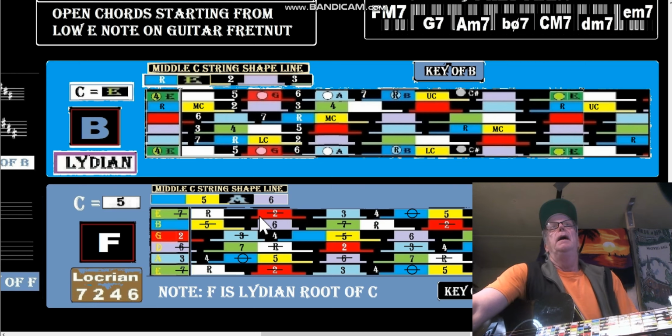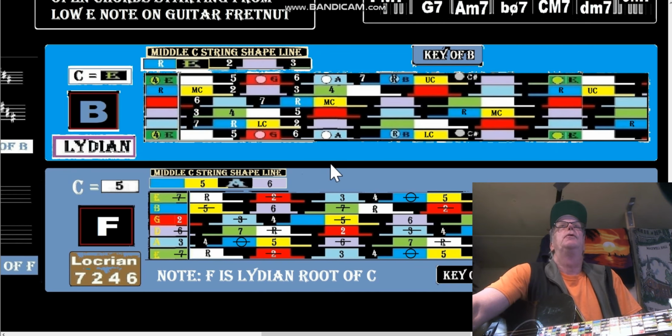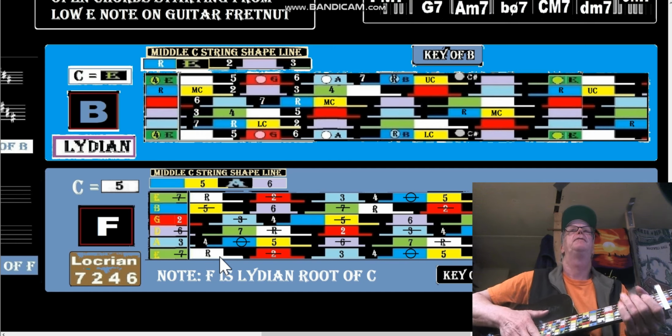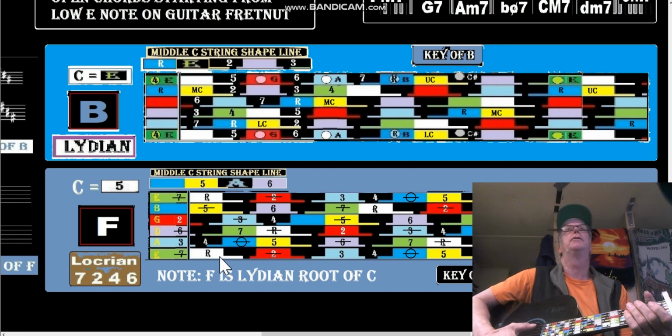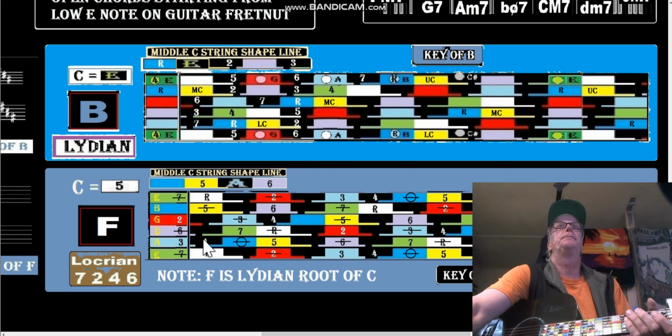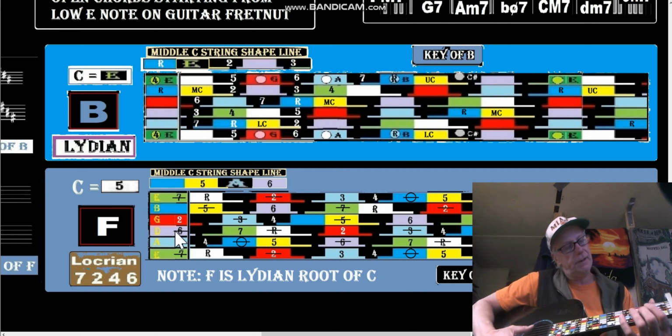Okay, and then so this chart is also good for that kind of thing, and also looking at the Locrian and the F. Okay, so we're not playing F as the fourth of C. We're looking at F as the Locrian. If we want to play a Locrian scale, it's going to be something like 7, 2, 4, 6. Okay, and I still haven't really settled in on a good Locrian chord.